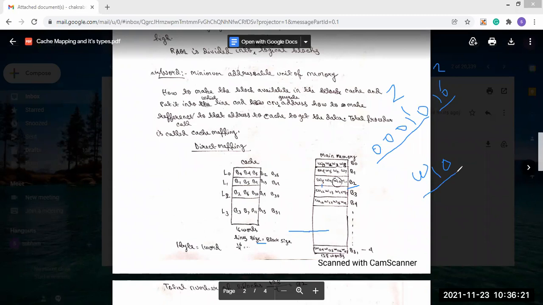In the next class we will see how the CPU will map with the cache memory. Okay, clear?